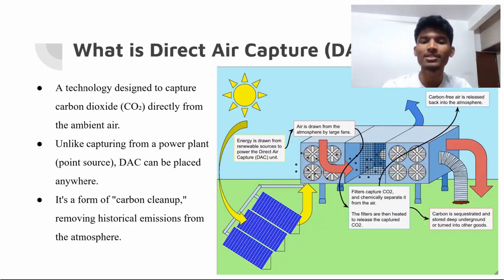So what exactly is DAC? Simply put, it's a technology designed to suck carbon dioxide out of the air around us. It's different from traditional carbon capture, which is installed at a source like a power plant chimney to catch emissions as they are released. But DAC works with the regular atmosphere, so it can be built anywhere in the world, and it'll help clean up decades of CO2 which have already been emitted.